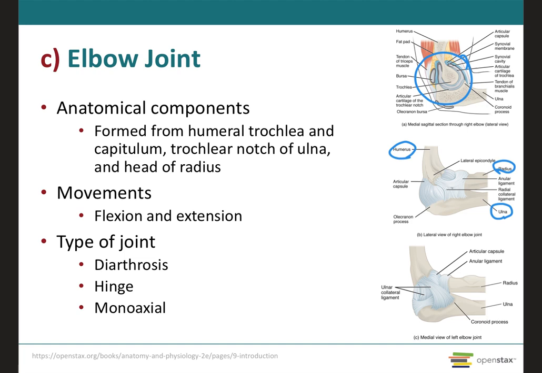And these are the condyle, right over here, which is the smooth, round, articulating surface of the humerus. On the medial side, this condyle is going to be divided into the trochlea, and on the lateral side, it will be divided into the capitulum. Therefore, the humeral trochlea will articulate with the trochlear notch of the ulna medially, and the capitulum will articulate with the head of the radius laterally.